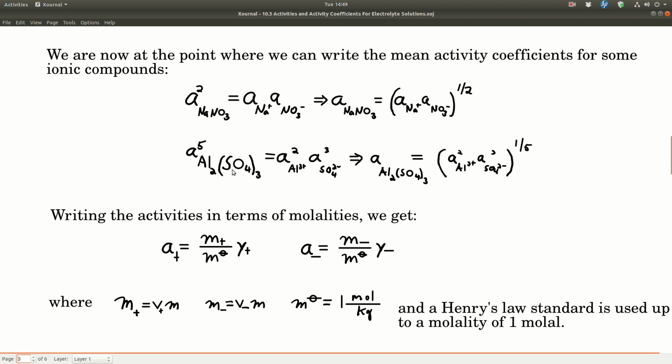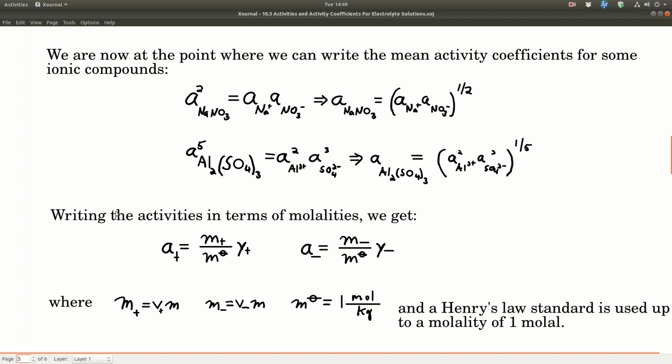Likewise, for aluminum sulfate, there are 2 aluminums and 3 sulfates. That means there are 5 ions, so ν is 5. And we would say that the activity of the aluminum ion squared, because of that, times the activity of the sulfate ion cubed, because of that, is equal to the mean activity of the compound to the 5th, or the mean activity of the compound is the 5th root of that product. Now, it's going to be useful for us to write activities in terms of molalities, right?